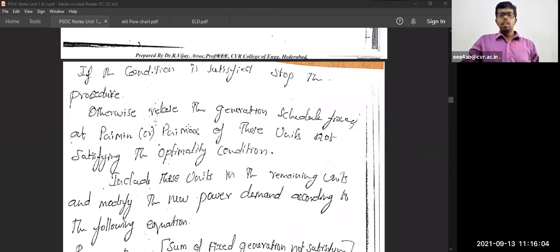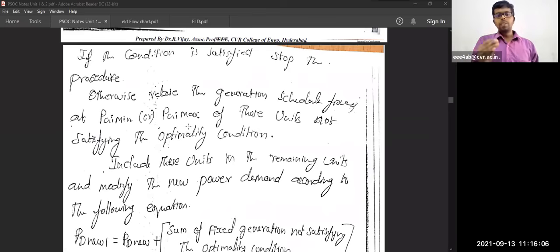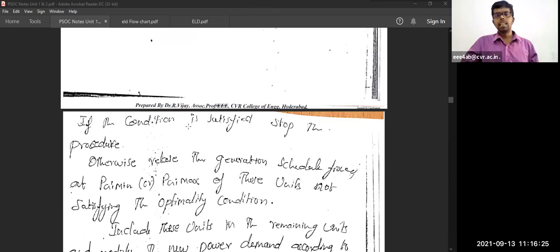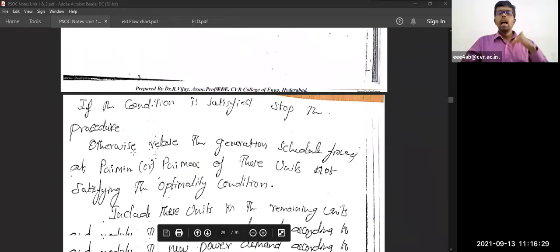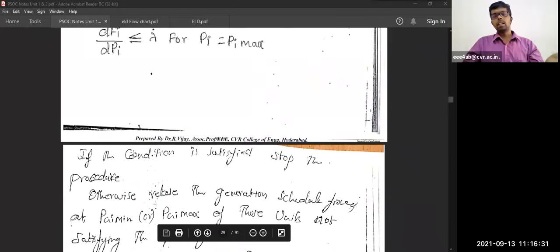So you understood the condition, no? After this, include these units in the remaining units and modify the new power demand according to the following equation. Say for example, we fixed some value. Again, that fixed value is also not satisfying the optimality condition. Again, after this, we are checking this optimality condition. This is also not satisfied. Again, you need to fix the things.